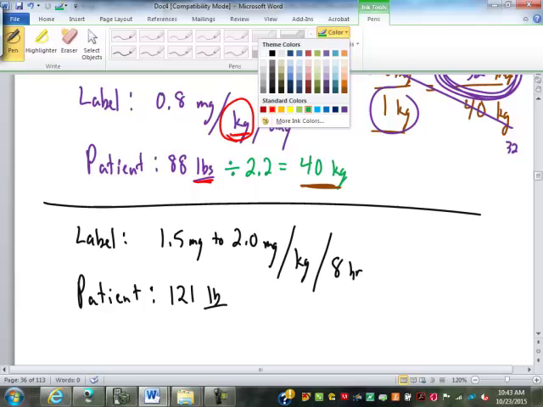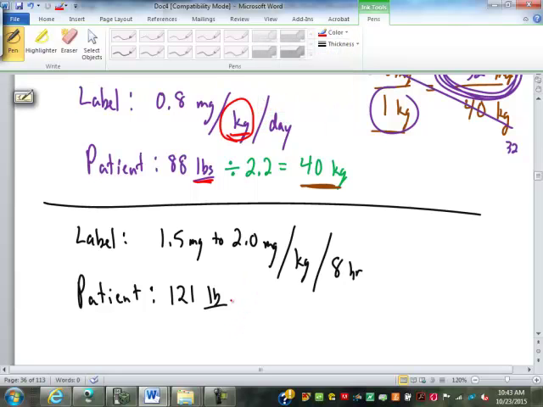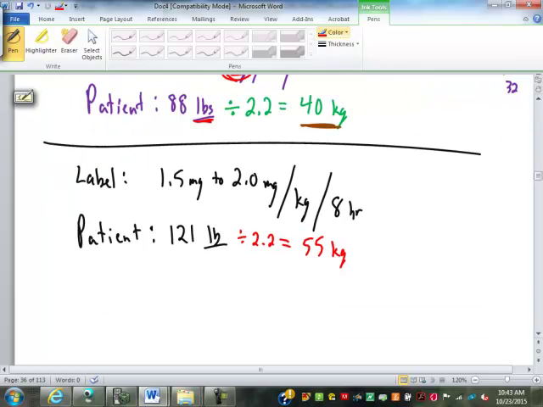First step, as always, is to find the weight in kilograms. So what are we going to do? 121 divided by 2.2 is 55 kilograms. Is that correct? So 55 kilograms is our patient. Next, we're going to find the dosage from the label, but the problem is there's a minimum and a maximum, not just a single dosage given, not just a single recommendation. So we can either do two calculations, or we can do something called a titration.